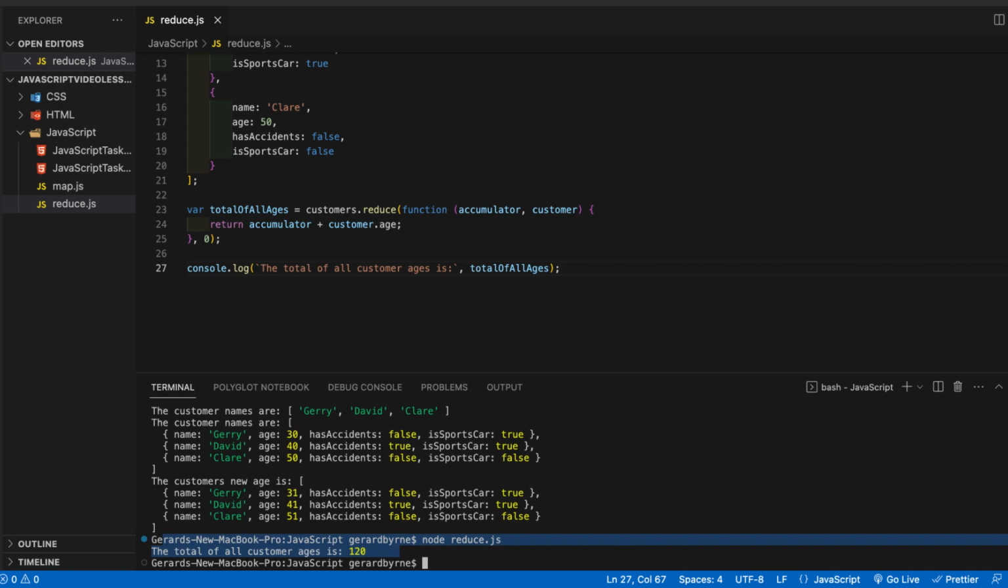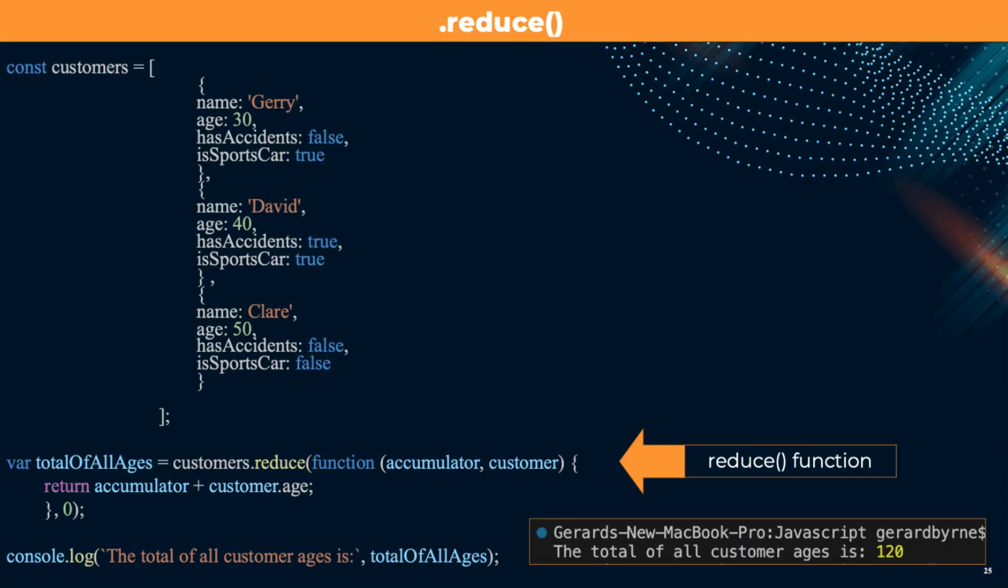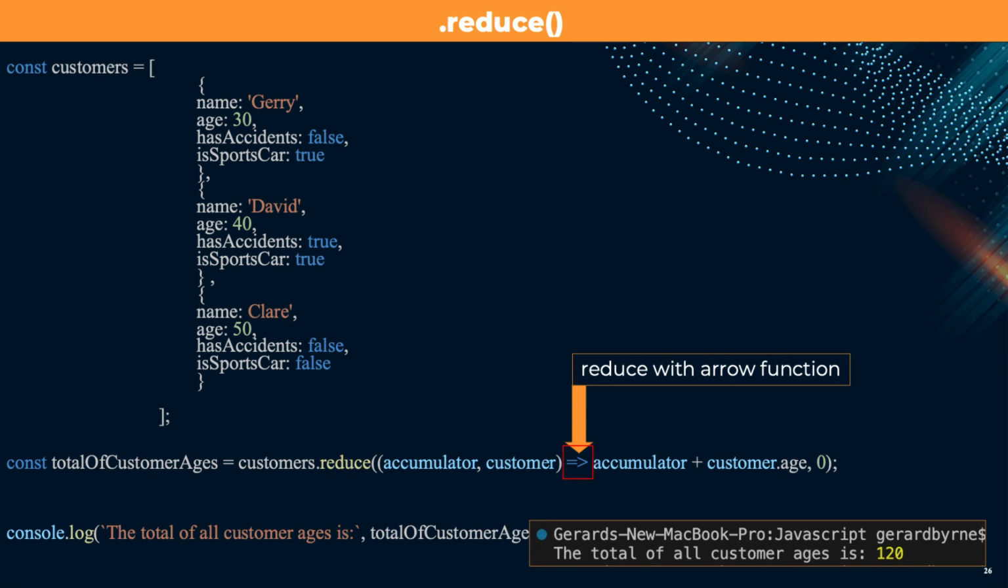But we can tidy it up even more, as we said, because what we can do is we can now reduce using the arrow function. And what we're saying in this case then is that we want to reduce, again, accumulator and customer. But what we want to turn it into is accumulator plus customer age. And again, starting at 0.